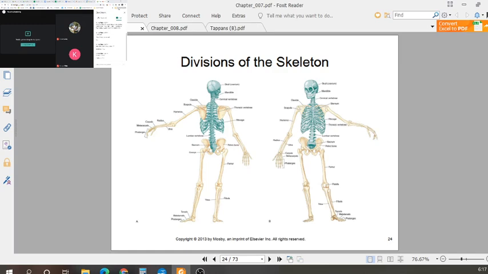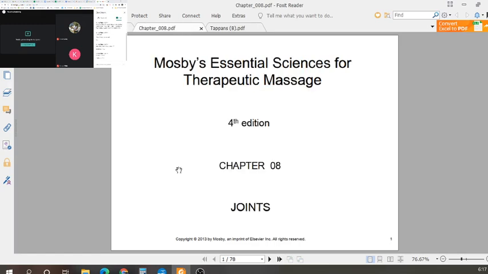Now, let's look at chapter 8. Again, we're going to do the first part of the joint chapter. Alright, so turning to page 236.